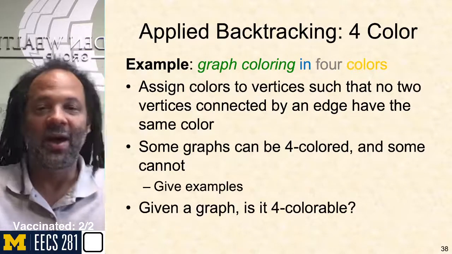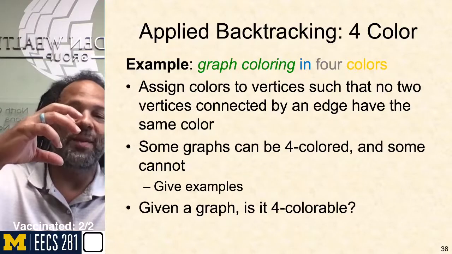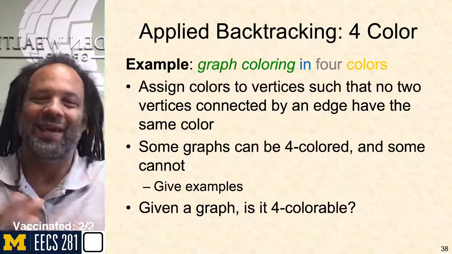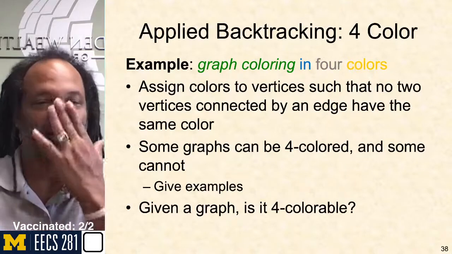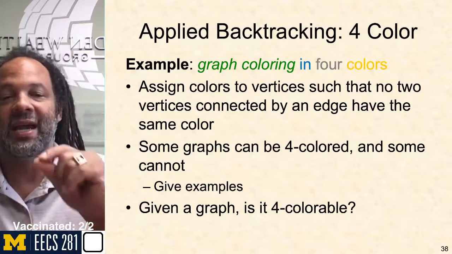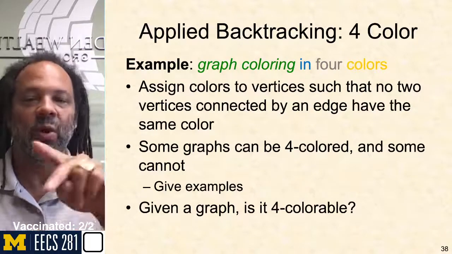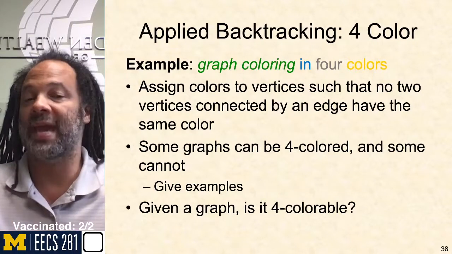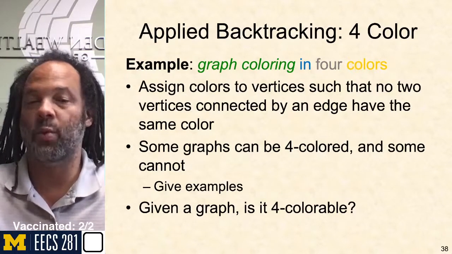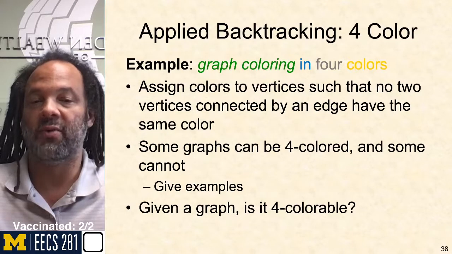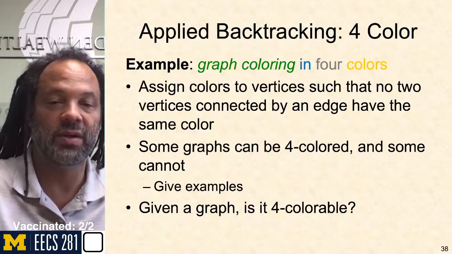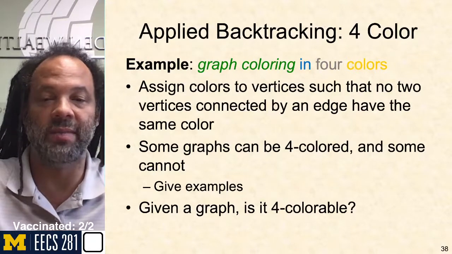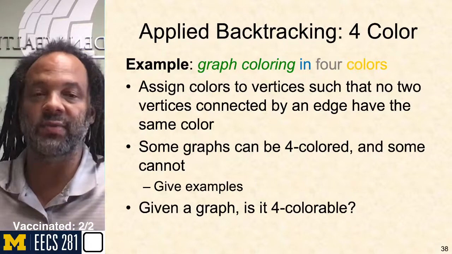All right, so what we're going to do in graph coloring is assign a color to each vertex. And in the case of graph coloring, we're trying to do this in a way that no two vertices that are connected by an edge, adjacent, have the same color. Some graphs can be four-colored and some can't. So think of how that might work. Is there a way to four-color the graph that I had on the cover slide? Meaning, can I take those 10 points with four colors and make sure that no two adjacent points have the same color?